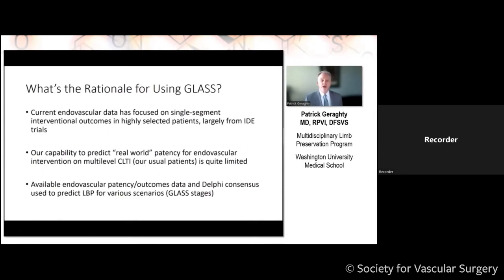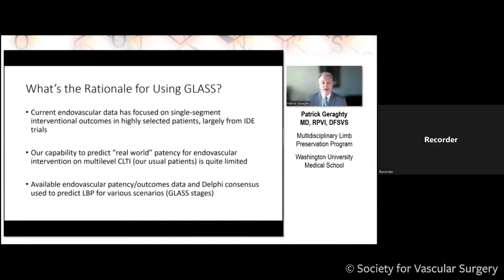Let's consider the rationale for using GLASS. Our current endovascular data is largely focused on single segment interventional outcomes in highly selected patients, largely from IDE trials. This limits our capacity to predict real-world patency for endovascular intervention on multi-level chronic limb-threatening disease. And these are our usual everyday patients.